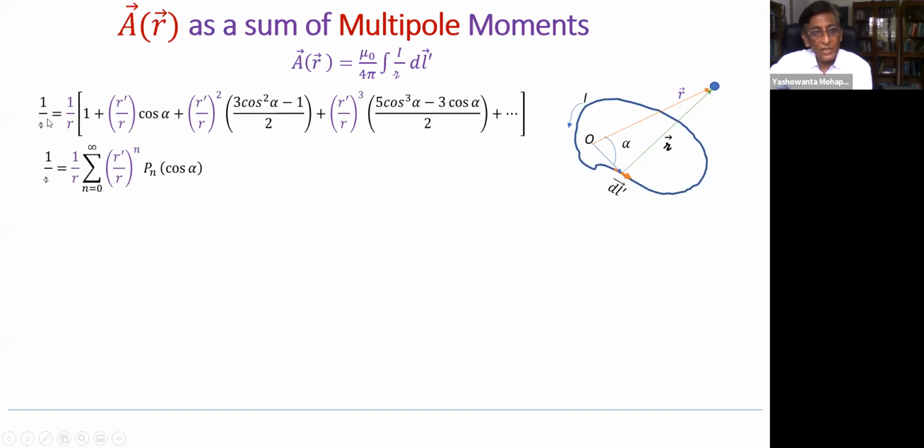So we have already seen we can write down 1 by R, expanded in terms of Legendre polynomials, which I did not use very much, but we knew that we can do 1 by R.